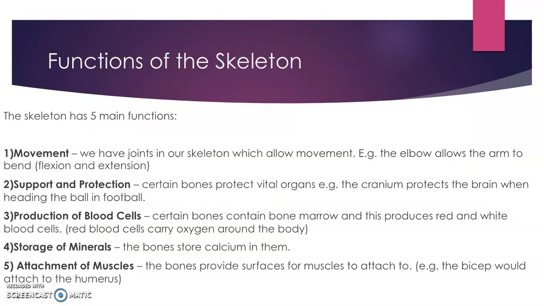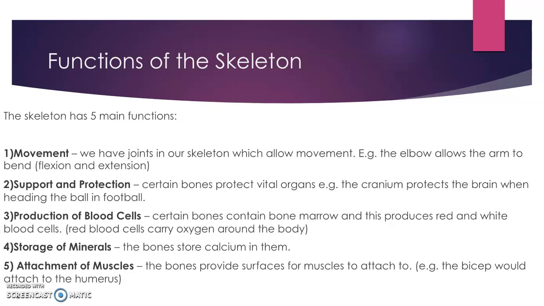There are 5 main functions of the skeletal system that you need to know. Functions means things that the skeletal system does for our body. The first one is movement. We have joints in our skeleton which allow movement. E.g. at the elbow, we have a joint that allows the arm to bend, which causes flexion and extension. Also, we have a knee joint that allows our leg to bend.